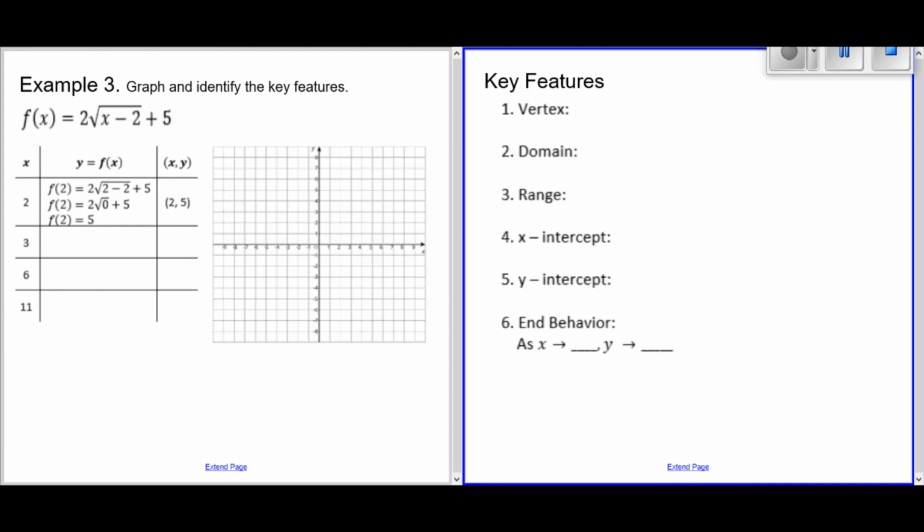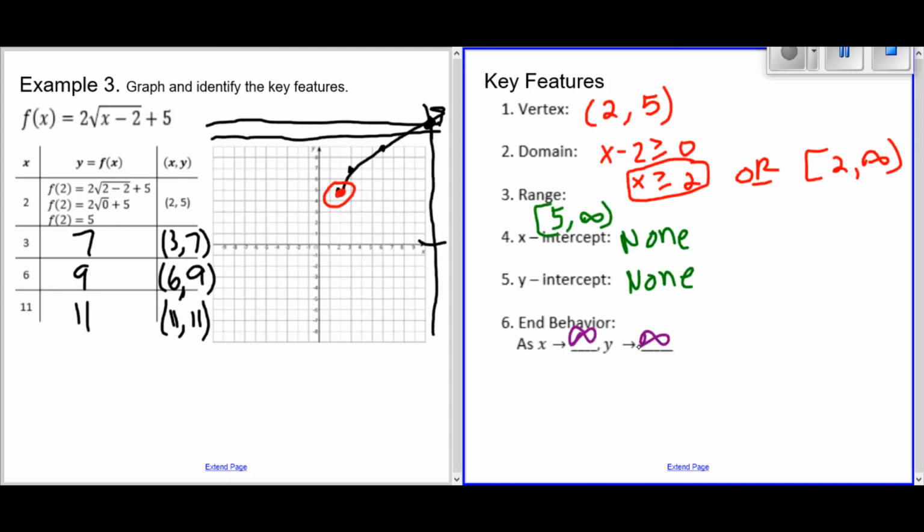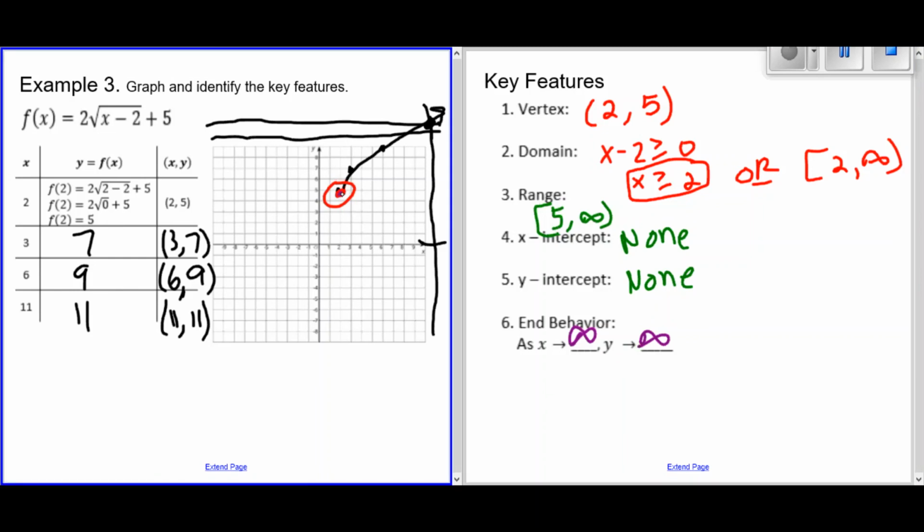Hopefully you had a minute to work through this example. Here's what your graph should look like, and then here are the key features. Notice the vertex is at the point 2, 5. The domain is all the x's greater than or equal to 2, so everything to the right of your starting point. Or you could have said 2 to infinity using interval notation. The range, 5 to infinity. So here's my starting point. All my y values are above my starting point. So I'm going to start at 5, and it's going to be everything greater. So it's going to be 5 to infinity.